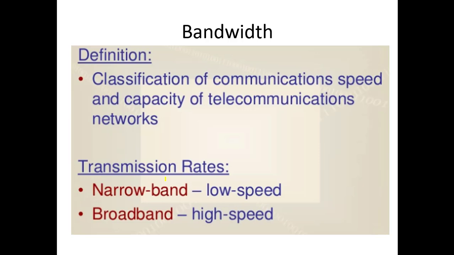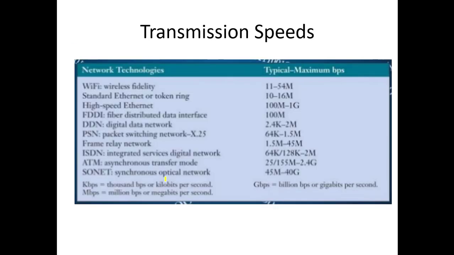We have the term bandwidth, classification of communication speed, the capacity of telecommunications networks. So there are 2 different transmission rates. We have narrow band and we have broadband. When you say narrow band, low speed. When you say broadband, high speed transmission rates. We have here different network topologies and their capacities. The minimum here for example, for wireless fidelity, we have here 11. This is the typical bytes per second or bits per second. Okay. So when you say standard Ethernet or token ring, we have the capacity. Please go over with these different network topologies and their typical maximum BPS.